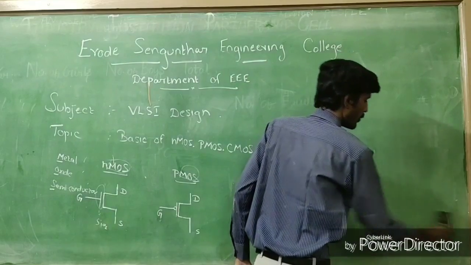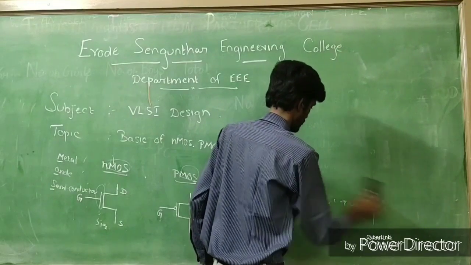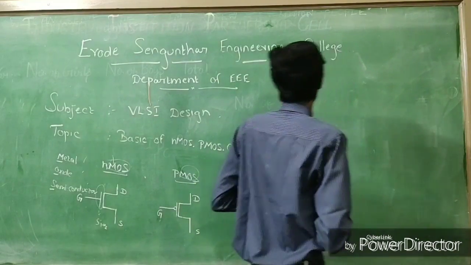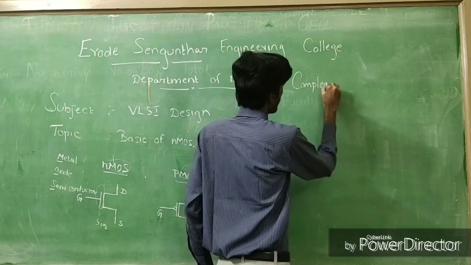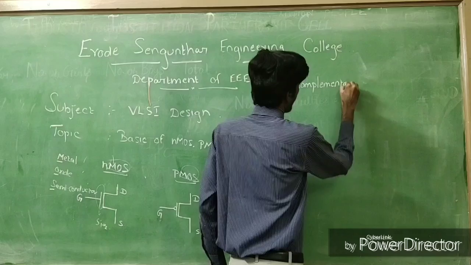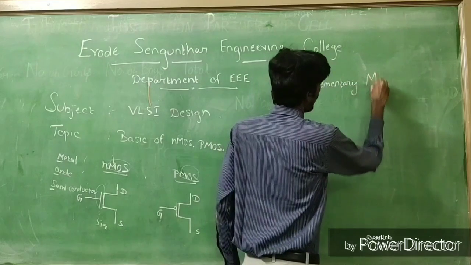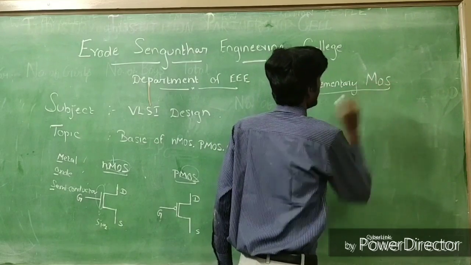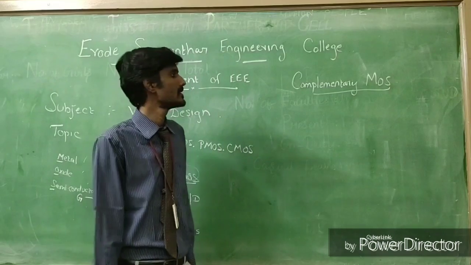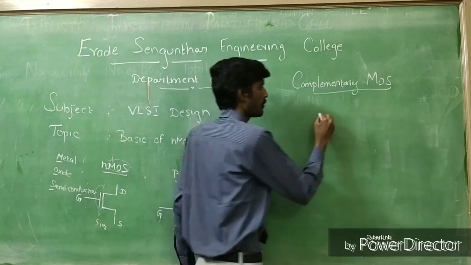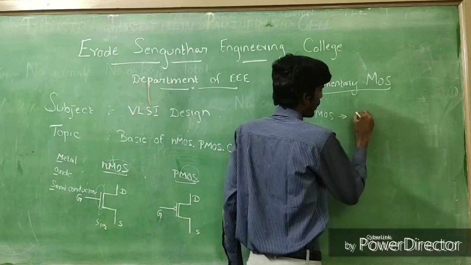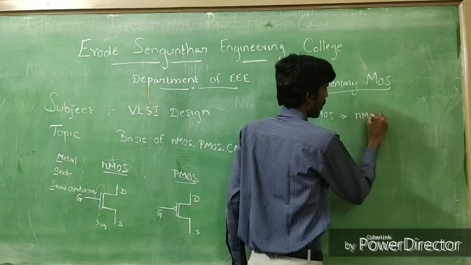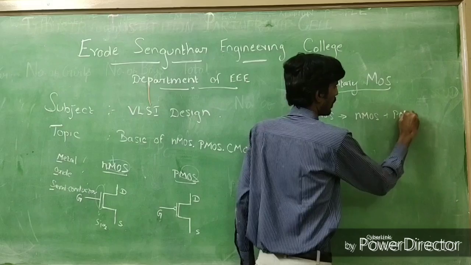Now we are going to see about the CMOS. CMOS is nothing but complementary metal oxide semiconductor. So what is CMOS? The combination of both. CMOS is nothing but a combination of both NMOS as well as PMOS.